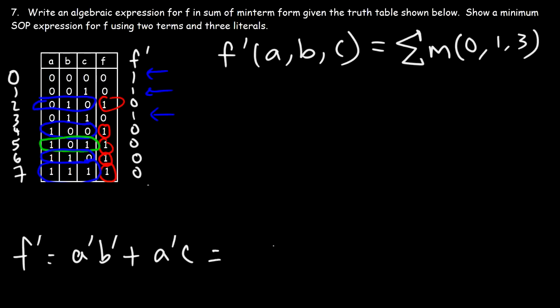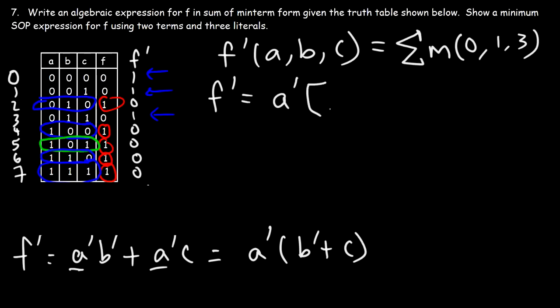Now what we're going to do now is factor out A prime. And so we'll be left with B prime plus C. And so this is the complement of f in its simplified format.